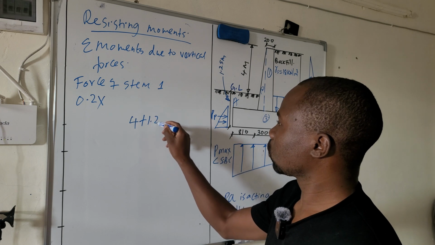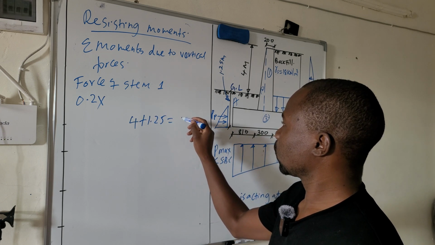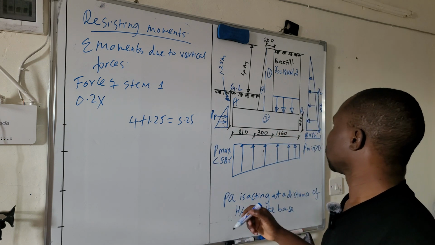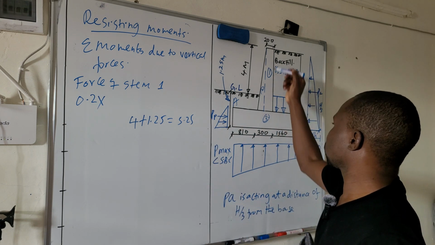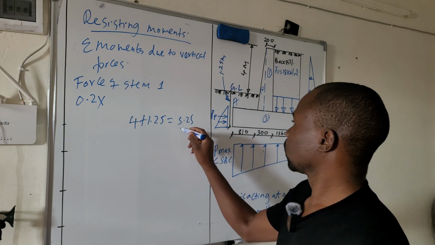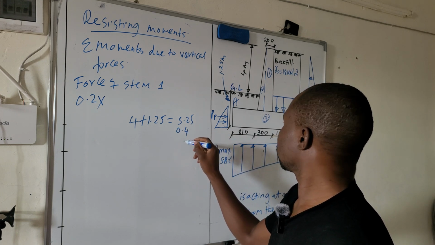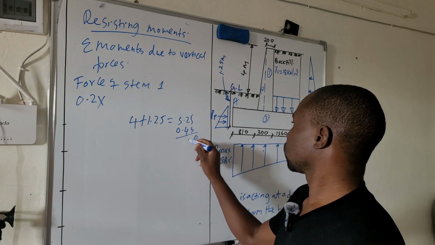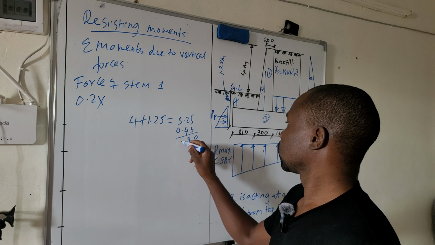So this is 4 plus 1.25. Then you will get 5.25. And then you minus from here to here so that you can get this distance from here to here, which is 0.45. So this is 4.8.